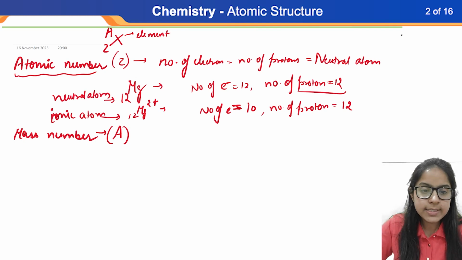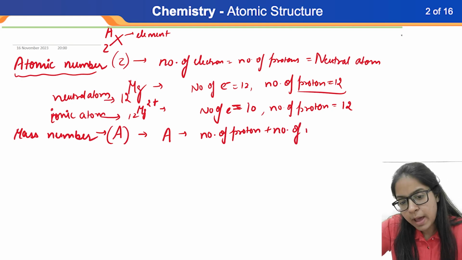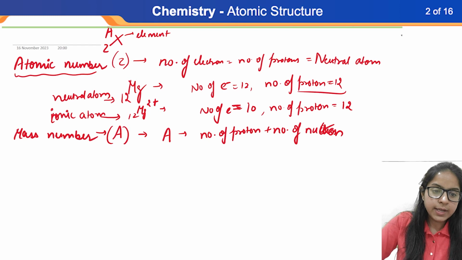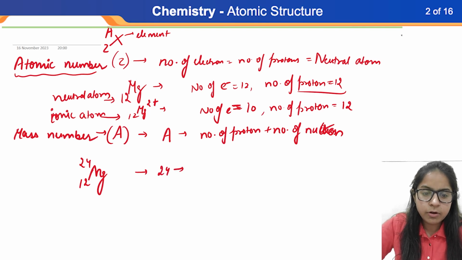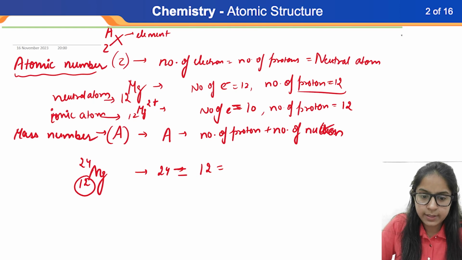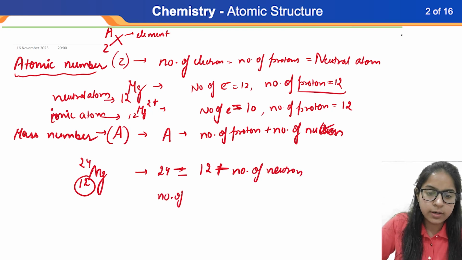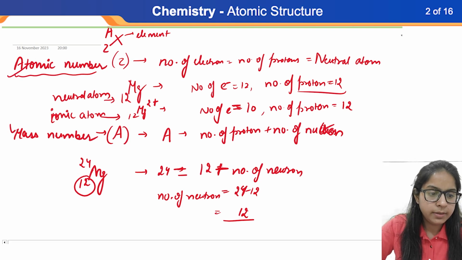Now what is mass number? Mass number is A, which means number of protons plus number of neutrons. Exactly, the whole mass of an atom is in the nucleus. For example, if I say 12, 24, this is the mass number 24. The number of protons is 12, because Z is equal to 12, meaning Z is the number of protons and the number of electrons. Plus the number of neutrons. We can calculate the number of neutrons from this. Number of neutrons is 24 minus 12, that is 12 neutrons.